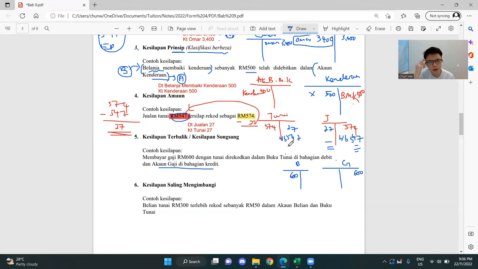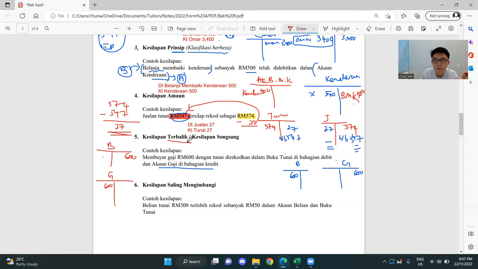Now, logical thinking, if you pay a gaji, pay means what? Your money goes out. So if your money goes out, by right, supposedly, the money going out, I should credit bank 600. And then for my gaji, I debit 600. Because if I credit bank, then I have to debit gaji. And gaji is a belanja. So if it is a belanja, I should debit my account gaji. But here, we do a totally opposite thing. That's why it is called a kesilapan terbalik. Should debit, you go and credit. The account that should be credited, you go and debit. This is called terbalik.